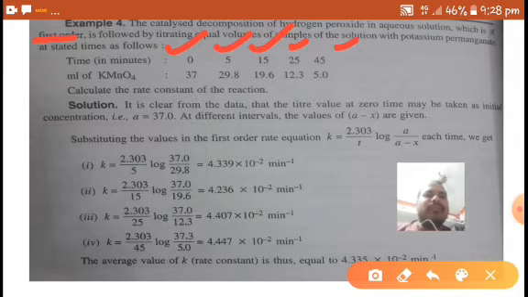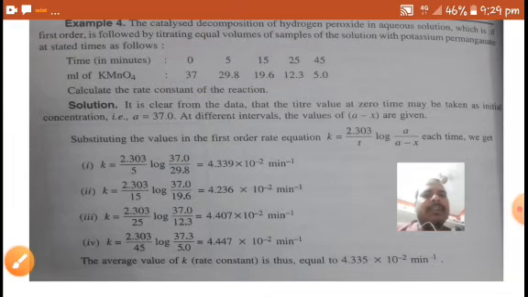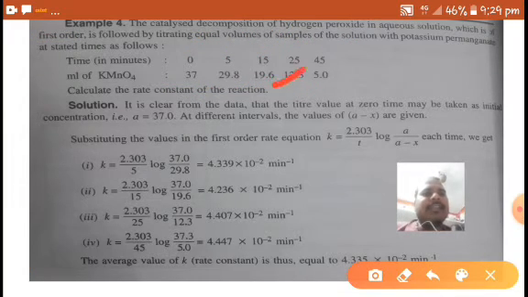Moles of KMnO4 is first 37, next 29.8, at 15 minutes it is 19.6, at 25 minutes it is 12.3, at 45 minutes 5.0. That means the concentration of the KMnO4 is reducing, so it is turning into the products. Calculate the rate constant of the reaction.